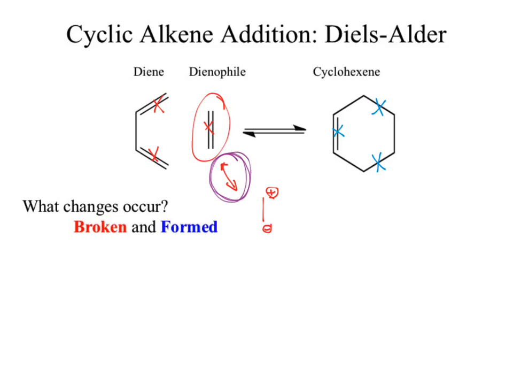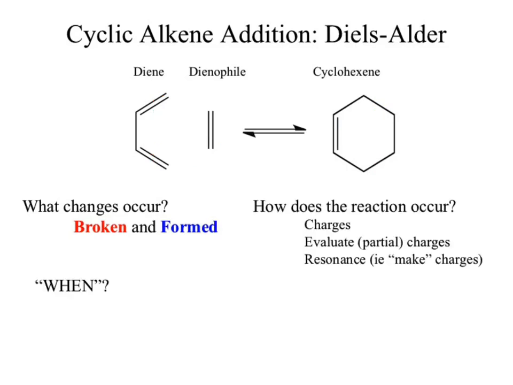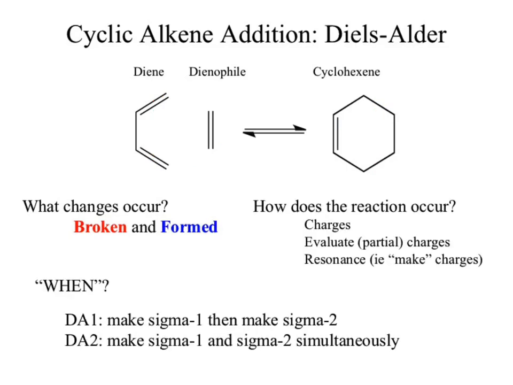So arguably none of the pi bonds broke. It's just a question of how the charges aligned to make the new sigma bonds. So really all that's happened here is the formation of 2 new sigma bonds. So the question becomes, how did it happen? Did they all happen, or did they happen stepwise or simultaneously?